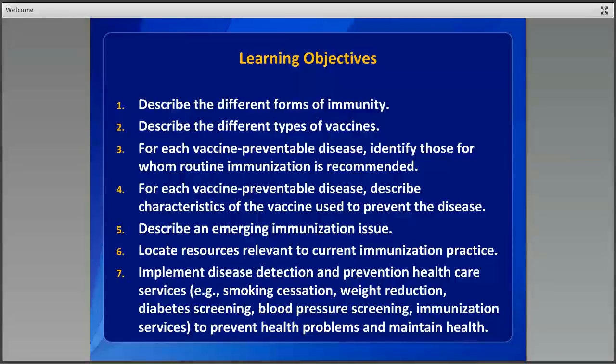Describe an emerging immunization issue. Locate resources relevant to current immunization practice. Implement disease detection and prevention healthcare services. For example, smoking cessation, weight reduction, diabetes screening, blood pressure screening, immunization services to prevent health problems and maintain health.